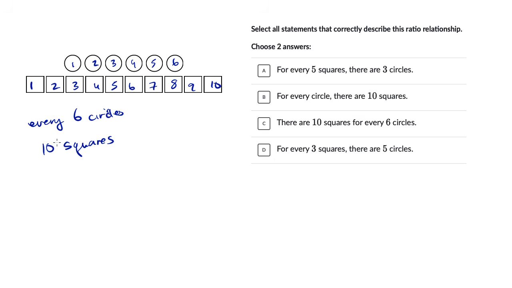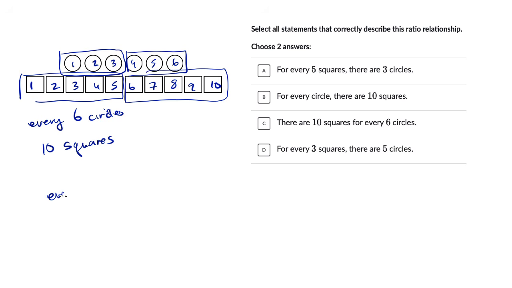Or another way to think about it is, because both of these could be divided into two groups, we could also say for every 3 circles, we have 5 squares.